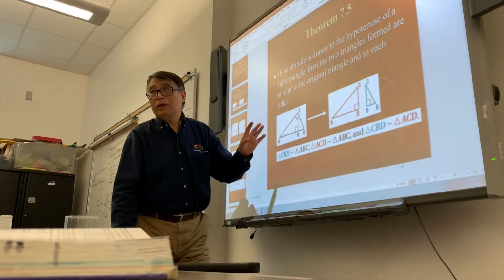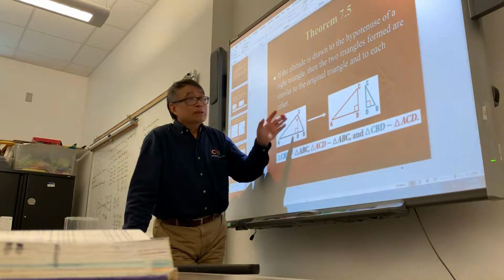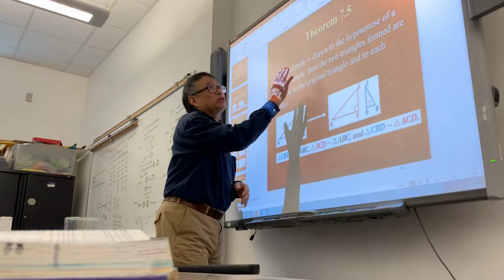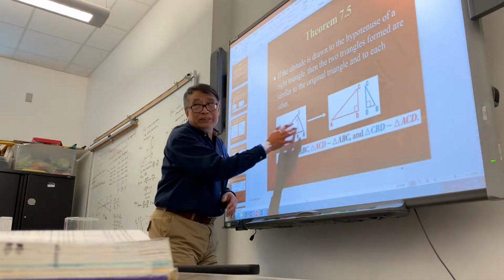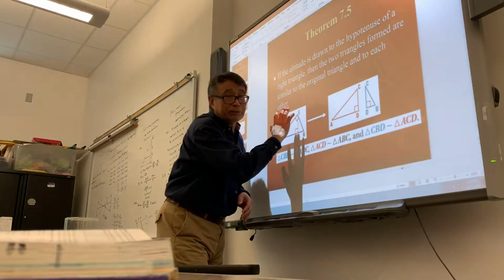Did a little bit of work. Original triangle ABC, and C is right angle. The altitude is drawn to the hypotenuse, meaning CD. Two small triangles are formed.